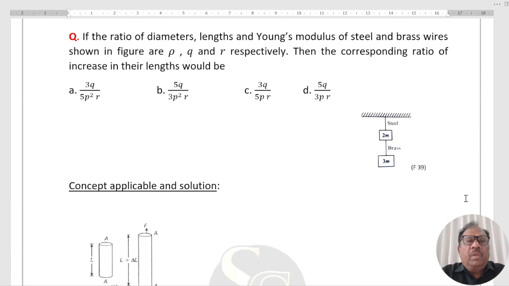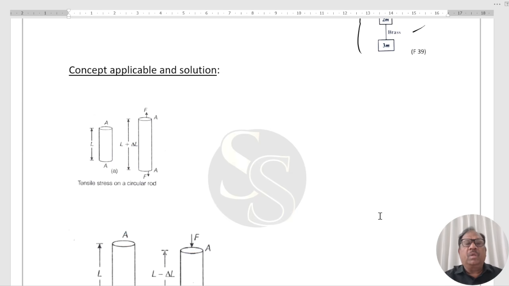Question is, if the ratio of diameters, length and Young's modulus of steel and brass, Y shown in the figure are P, Q, R respectively, then the corresponding ratio of increase in their length would be, four options are given to you, one of the options is correct. This is the figure. This is the steel wire, this is the brass wire. Concept applicable and solution.